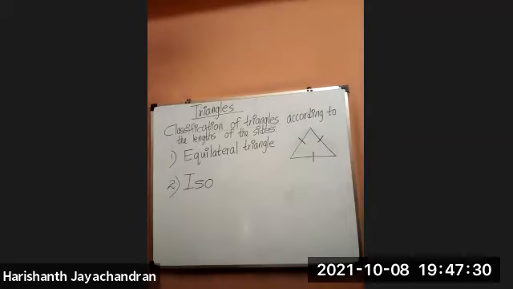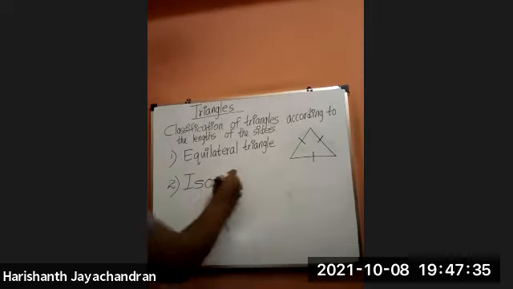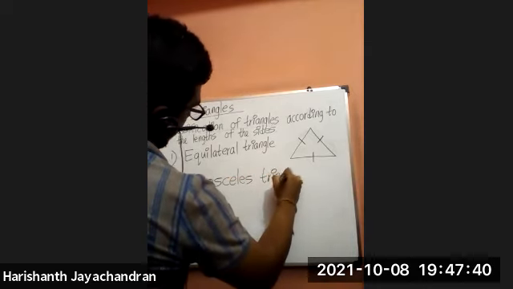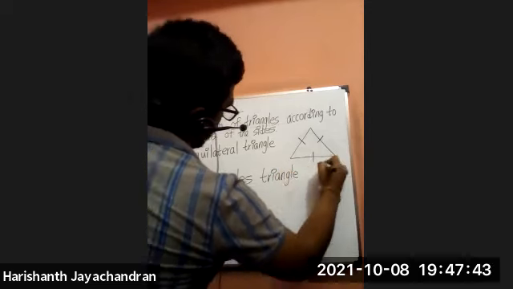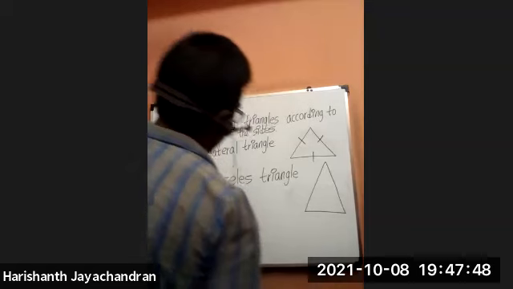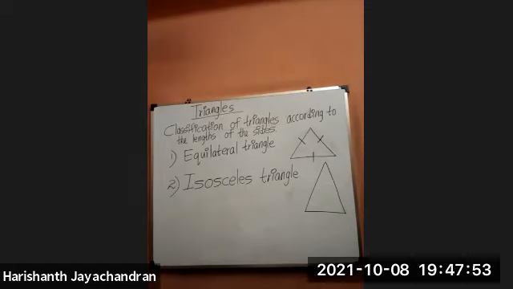So yeah, we shall look into isosceles triangle now. If you all take a triangle like this, I'll draw it in this way. As I said, isosceles triangle means what? Only two of the sides in a triangle should be equal to each other.